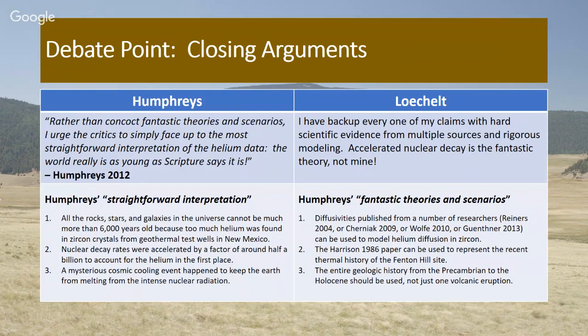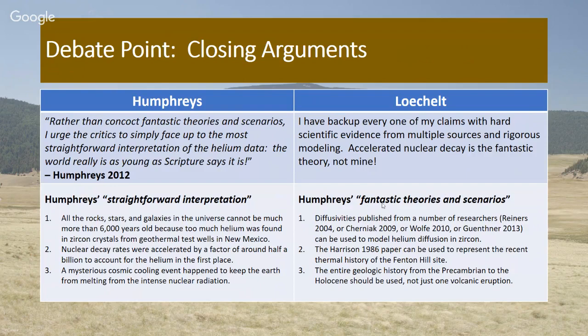But that was prevented because there was some cosmic cooling event that kept the Earth from melting from the intense radiation. So this is a straightforward interpretation. All rocks and stars must be 6,000 years old. Nuclear decay was accelerated, and thermal melting was prevented by a mysterious cosmic cooling event.